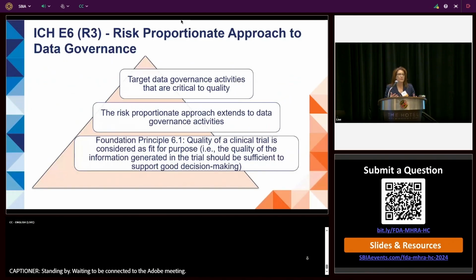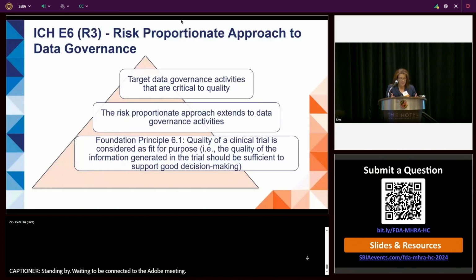So as we start to talk more specifically in this session about the E6R3 data governance updates, I urge you to keep two principles foremost in your mind. The first is this overarching foundational principle that clinical trial quality is considered as fitness for purpose, meaning that the quality and amount of information generated from the clinical trial should be sufficient to support good decision-making.